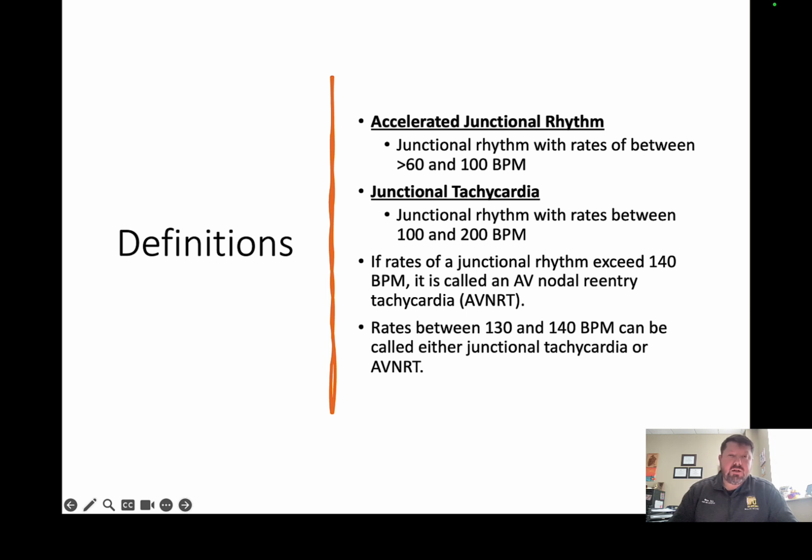An accelerated junctional rhythm is just going to be a junctional rhythm with rates between 60 to 100, and a junctional tachycardia is going to be a junctional rhythm with rates that exceed 100 beats per minute. If rates of a junctional rhythm exceed 140 beats per minute, then it is called an AV nodal reentry tachycardia, and we're going to treat it the same. Rates between 130 and 140 beats per minute can be called either a junctional tach or an AV nodal reentry tachycardia.